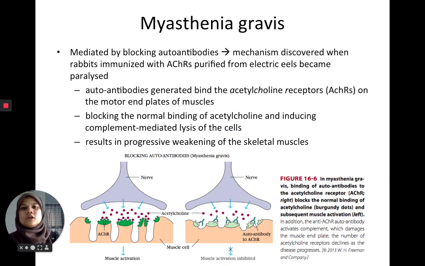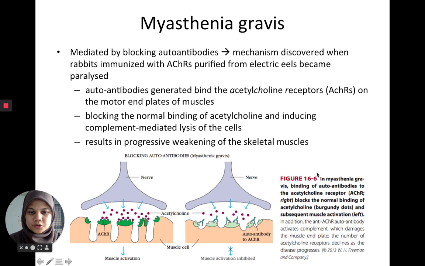Another one is called myasthenia gravis, and this is mediated by blocking autoantibodies. It was discovered when rabbits immunized with acetylcholine receptors purified from electric eels became paralyzed. This is because the autoantibodies generated bind to these receptors on the motor end plates of the muscles, and they block normal binding of acetylcholine and later induce complement-mediated lysis of the cells. So the skeletal muscles get progressively destroyed and weaker.